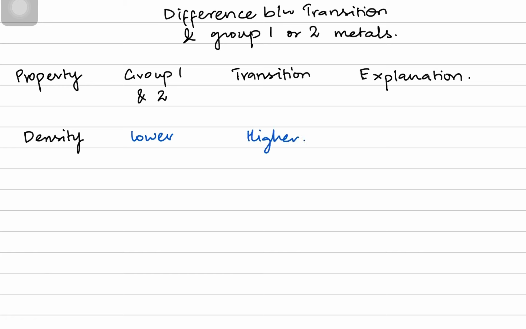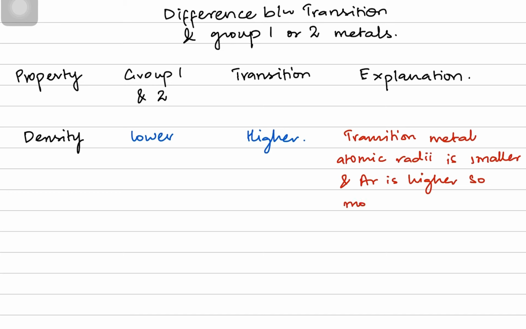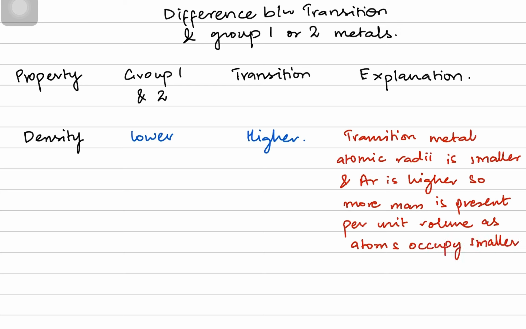The explanation is very simple: the transition metal atomic radii are smaller, and their relative atomic masses are higher. So there is more mass clustered, present, or accumulated in smaller spaces. So more mass is present per unit volume as compared to group 1 and 2, as the atoms occupy smaller volume.